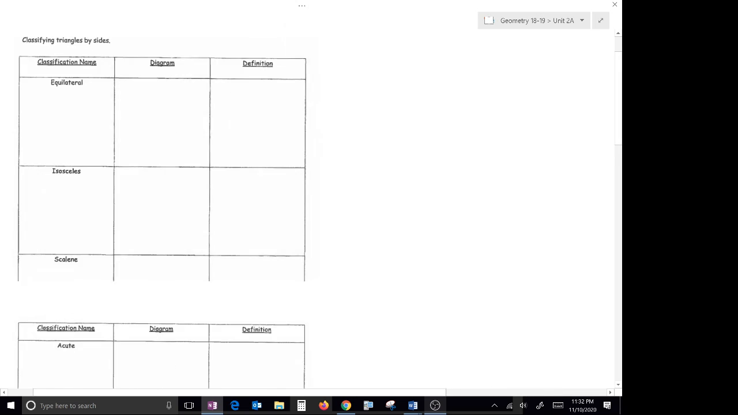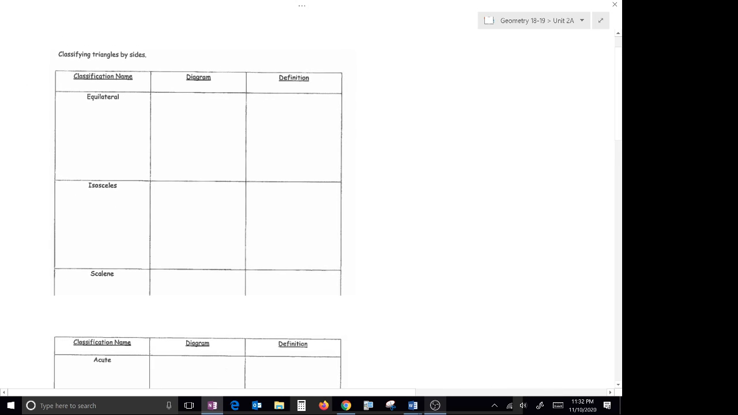So this is a pretty short lesson. Our first task is we are going to classify triangles. Now, triangles are classified two ways, by sides and by angles. If we're classifying by sides, there's three classifications. There's equilateral, isosceles, and scalene.